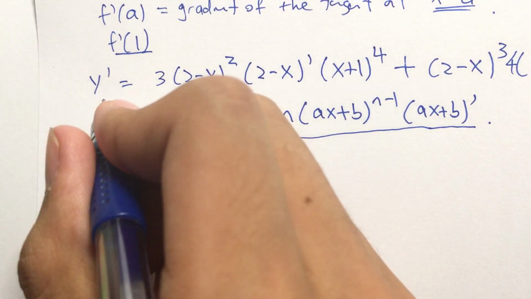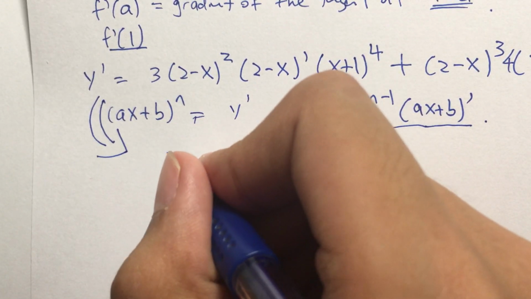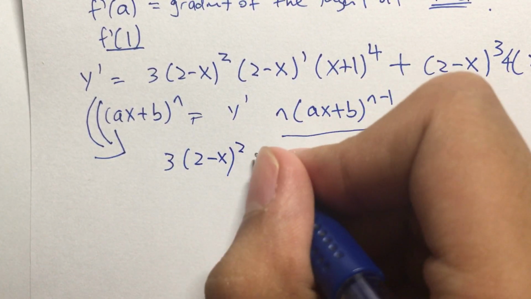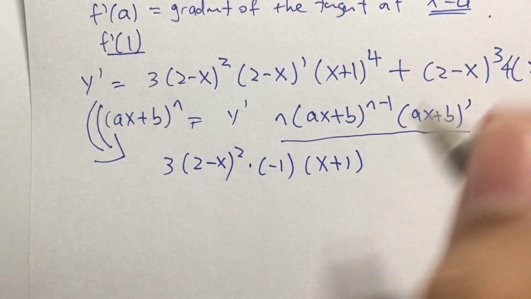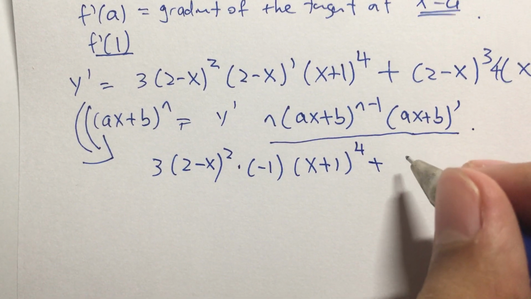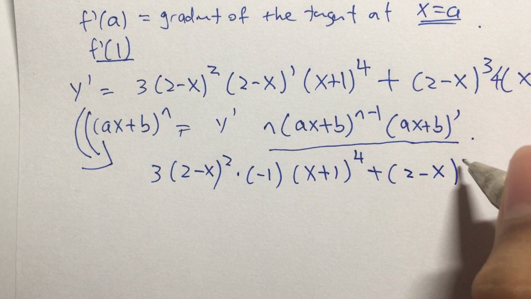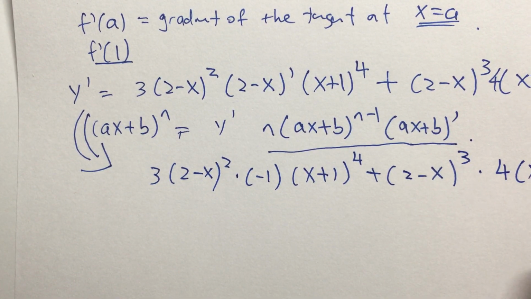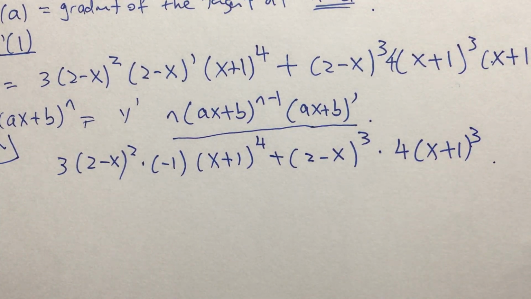Now let's simplify this, which becomes 3 times (2 minus x) squared times negative 1 times (x plus 1) to the power of 4, plus (2 minus x) to the power of 3 times 4 times (x plus 1) cubed.